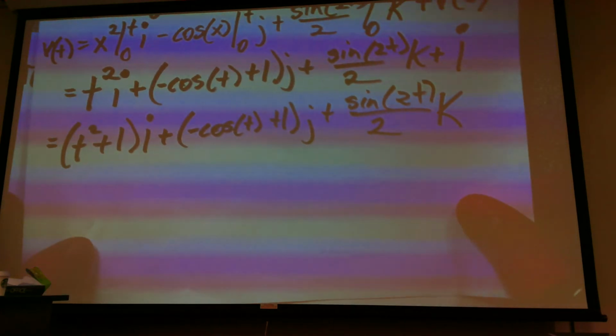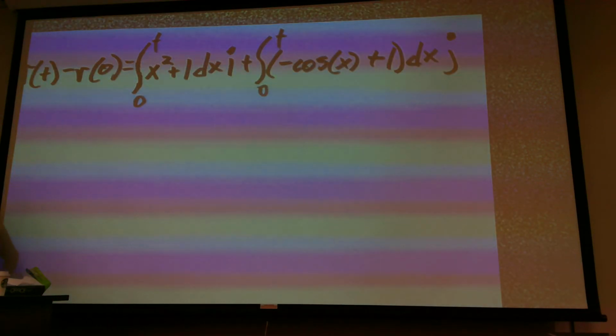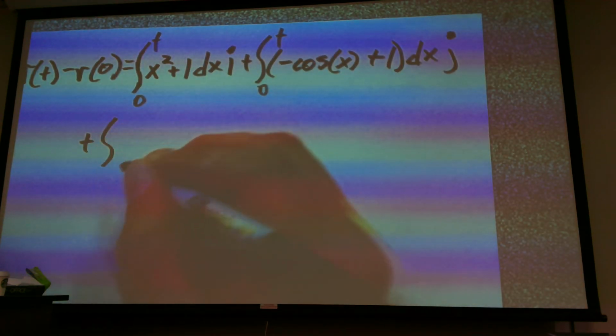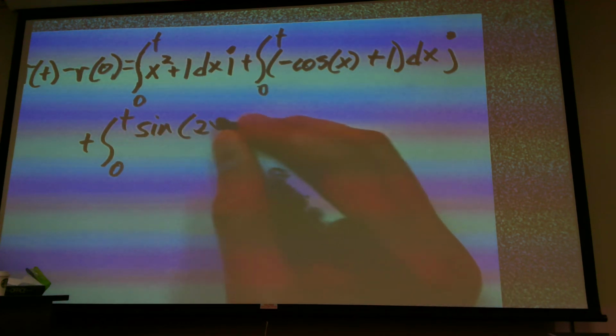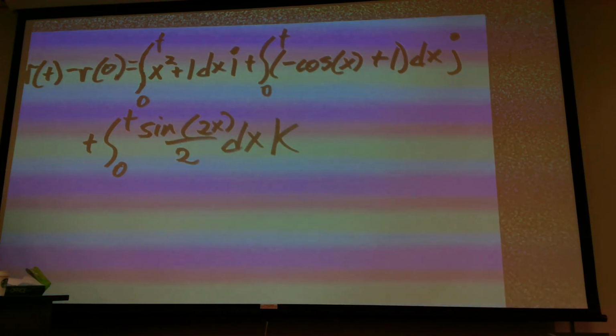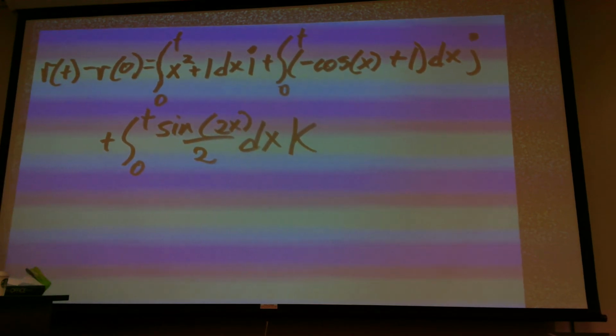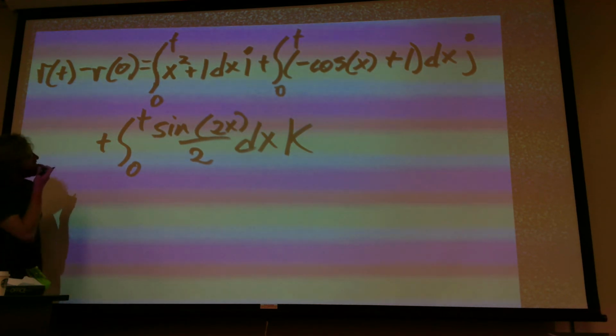Looking at velocity as a function of time. So we did this integral, and now we're going to do this integral right here: sine of 2t divided by 2. So plus the integral from 0 to t of sine of 2x divided by 2, with respect to x, and then multiplied by k. This problem's a bit longer, so I'm going to do it at multiple levels like this. So what is this going to give me?